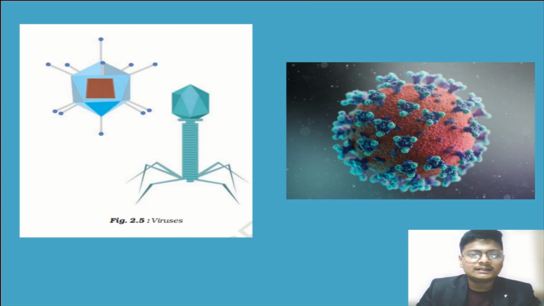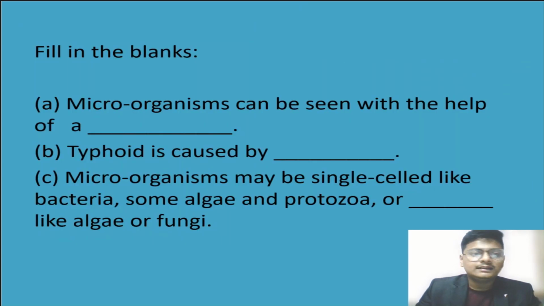You have to fill in the blanks. In the fill in the blanks, microorganisms can be seen with the help of a dash. You have to write the answer in the comment section. The second one is: typhoid is caused by which microorganism? And the third one is: microorganisms may be single celled like bacteria, some algae and protozoa, or dash like fungi or algae. Okay. Now let me show you some pictures. You have to identify them.